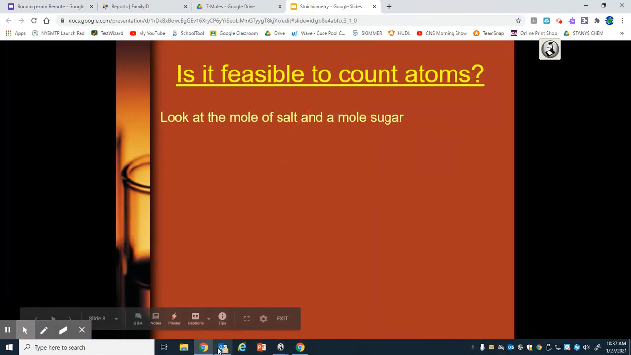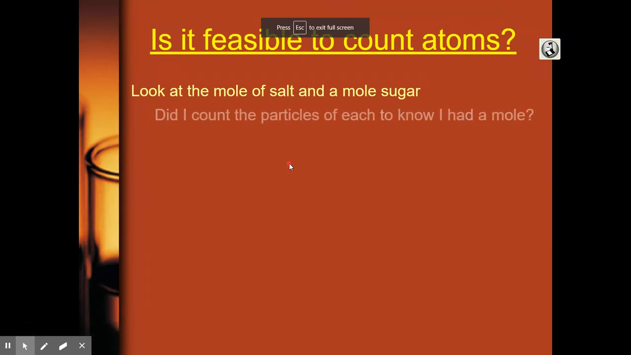They're here. Okay. So look at the bullet. So do you count the particles? No. We have a measurement, whether it's by mass or volume, of how much is in a mole.